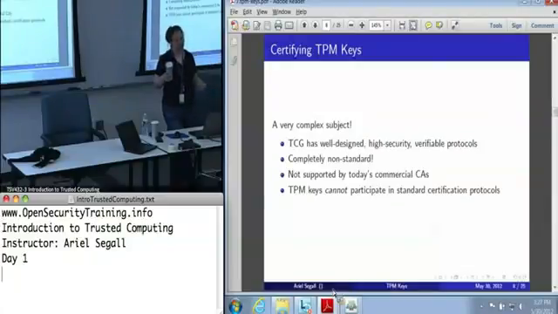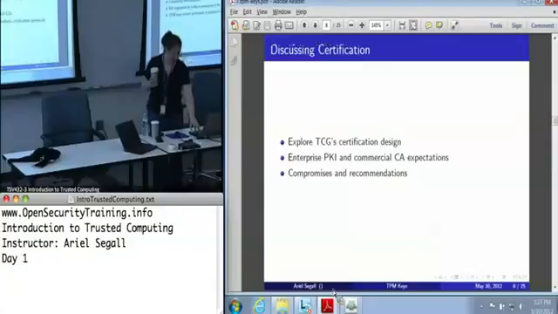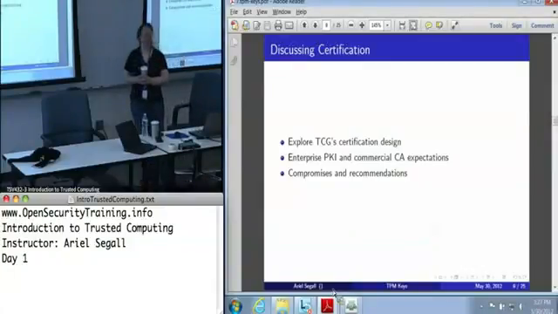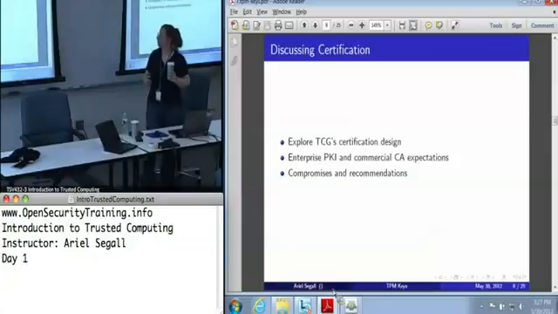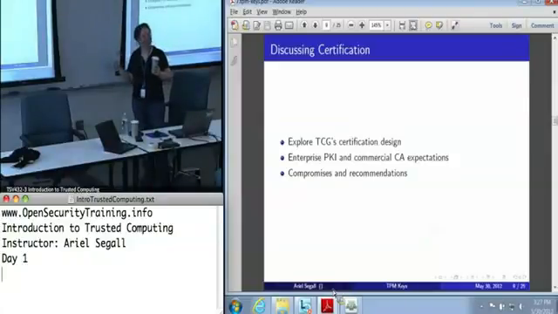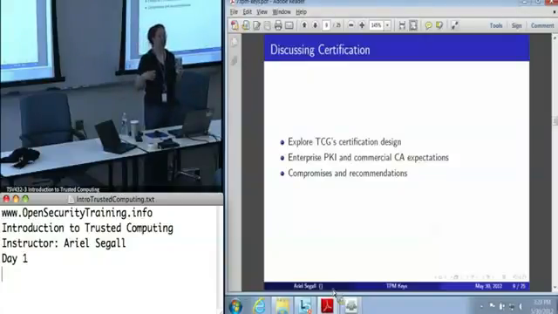So let's talk about how we can certify TPM keys. The TCG certification design is worth talking about because it's very elegant. It gives us all the properties we need. The only problem with it is that nobody supports it. Then we'll talk a little bit about the enterprise PKI world, commercial CAs and what they expect, and then how we recommend and anticipate going forward to try and meet these two in the middle.